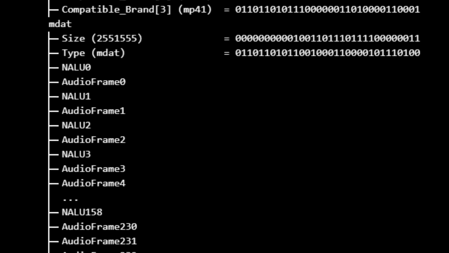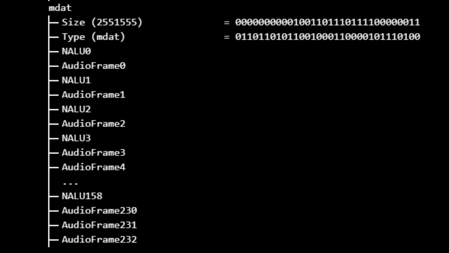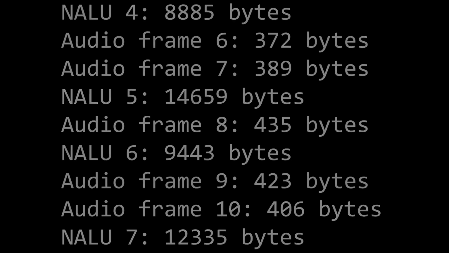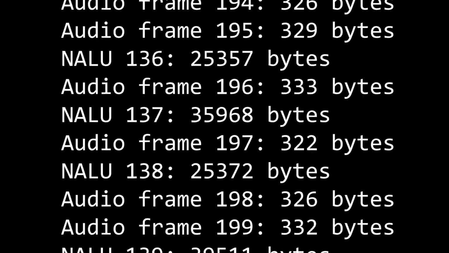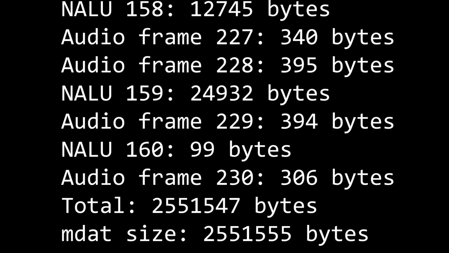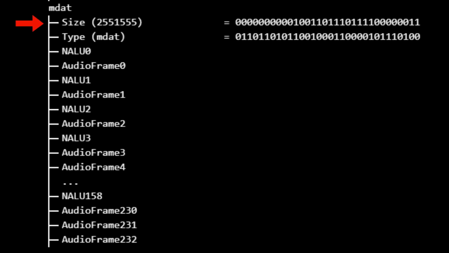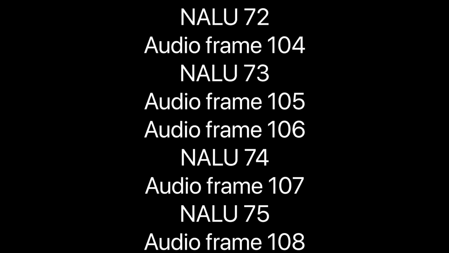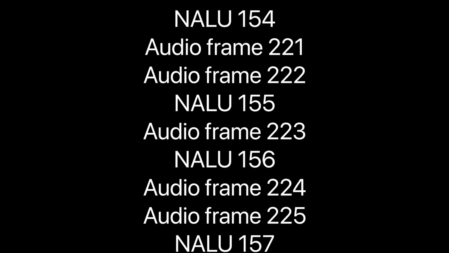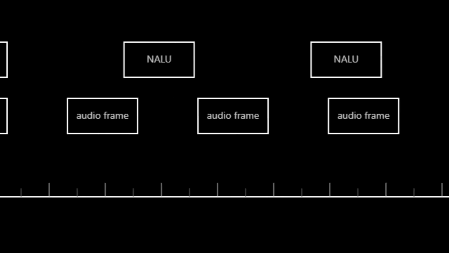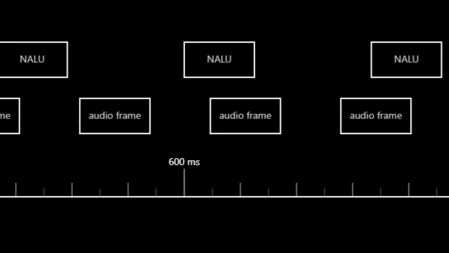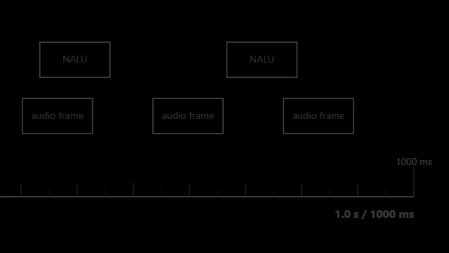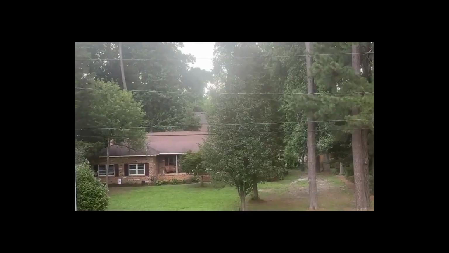This will include the NAL units and the audio frames. First, find the total number of bytes in all our NAL units and audio frames, then add 8. This will be our size. Then, write MDAT. Then, we'll put our NAL units and audio frames in order from which they occur. This means for every 30 NAL units, there will be 43 audio frames in between. Writing our video and audio data in order will allow for smoother playback.